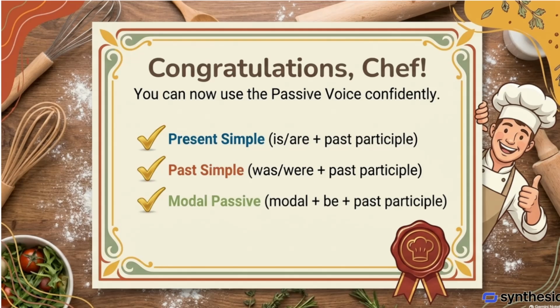Let's remember the 3 important forms. Present simple passive. Is or are plus the past participle. For example, the salad is made every day. Past simple passive. Was or were plus the past participle. For example, tomatoes were added to pasta. And modal passive. Modal plus be plus the past participle. For example, extra spices can be added.